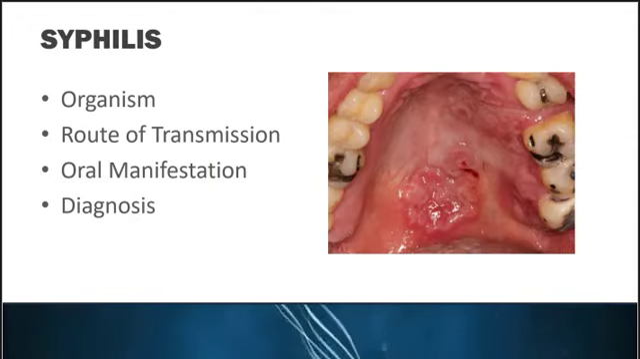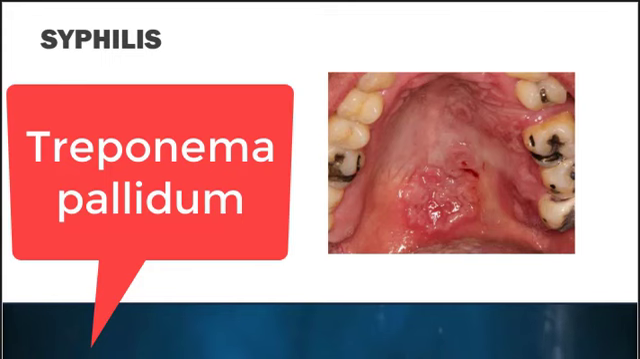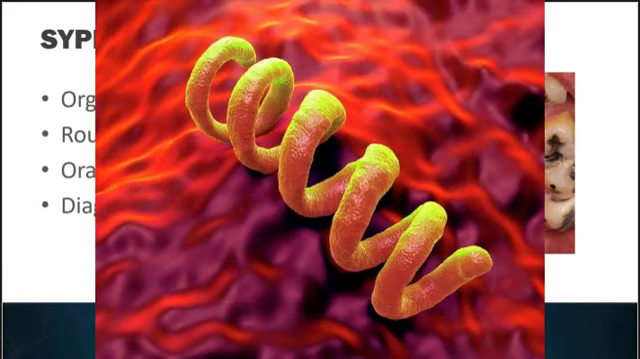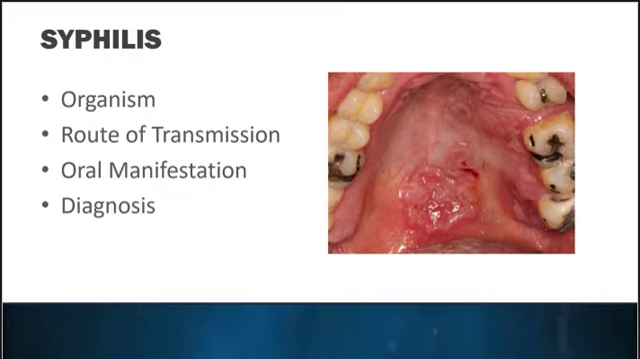Syphilis is caused by Treponema pallidum. These guys are spirochetes, which means that they have a corkscrew appearance. Syphilis is transmitted by direct contact, usually through sexual contact with a partner who has an active lesion.